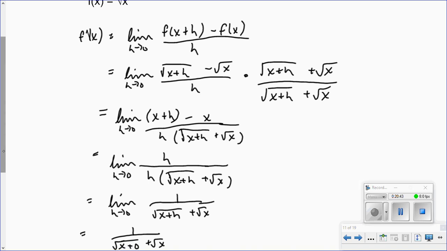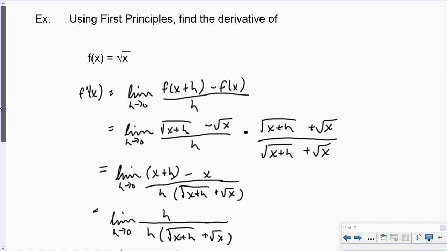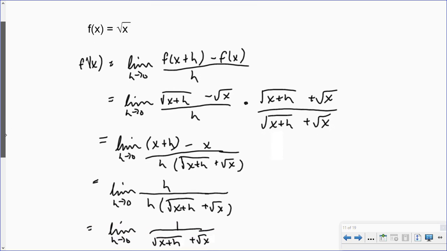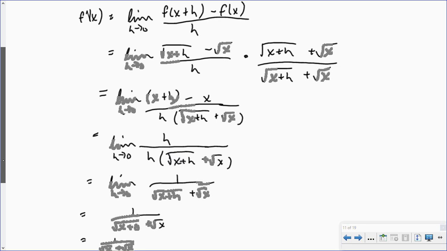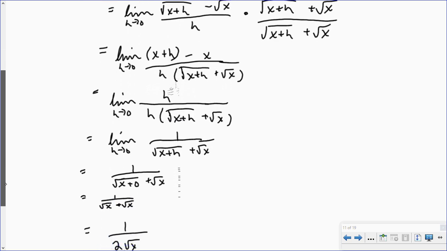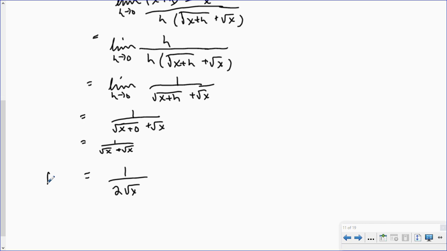Here is my derivative function of the square root function. Again, we've done these before. We've multiplied by the conjugate to simplify. There are the steps. My h disappears when I factor it out, and I'm left with this final derivative function, 1 over 2 root x.